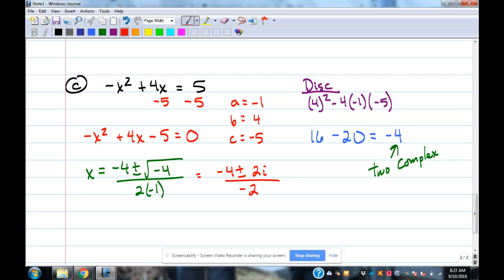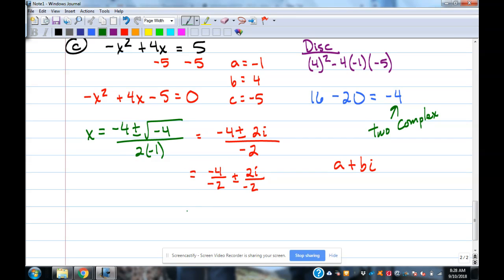plus or minus 2i. Then we're going to split it apart and write it as a standard form of a complex number. Remember, complex numbers had that form a plus bi. That's the way we wrote them. Okay, ours is just going to have a plus or minus in the middle of it. Okay, so we split that apart: -4 over -2 plus or minus 2i over -2.